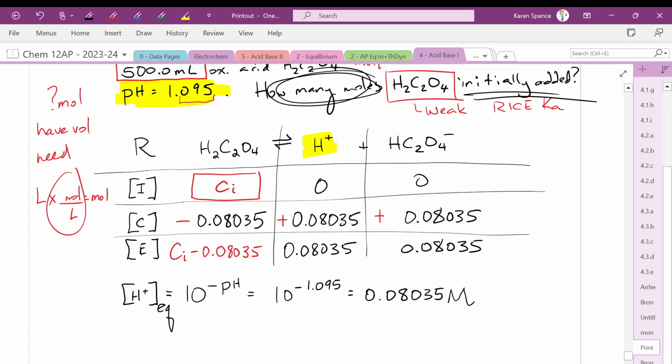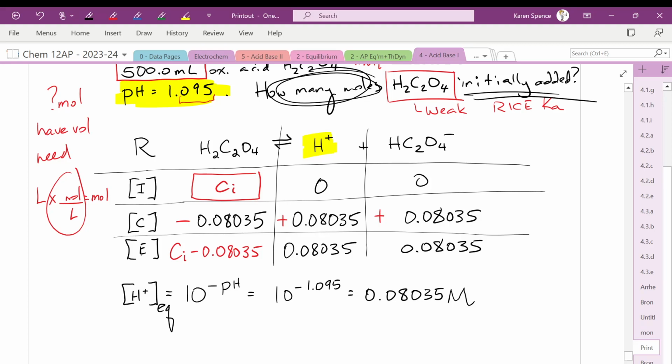What did you solve for? Solve for this one, eh? Well, you didn't finish your RICE table, so you're not getting full credit. Finish your RICE table.